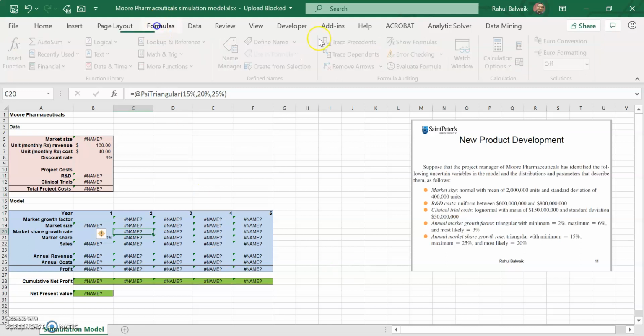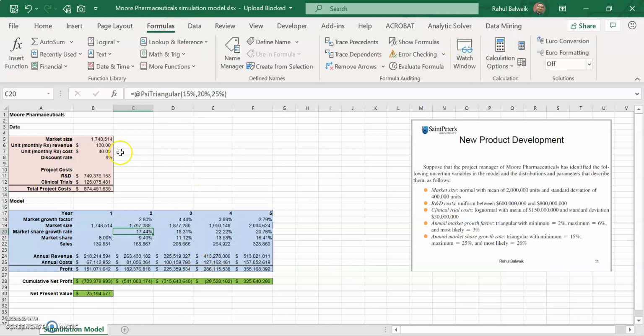So let's try to run the model with the help of this calculator. You will see that when the market size is this value, what is it? A normal distribution with a mean of 2 million and a standard deviation of 400k. This is the value that is randomly generated, and that's how we find out the NPV.